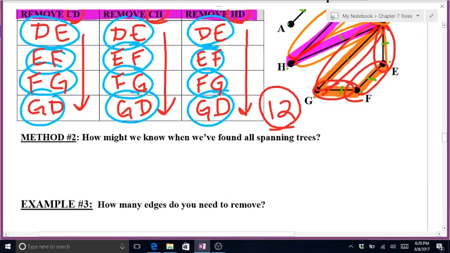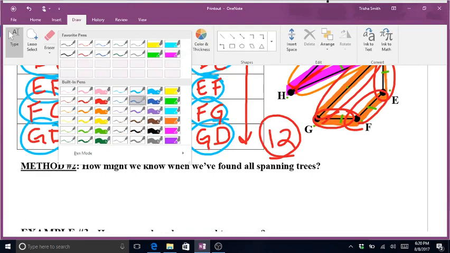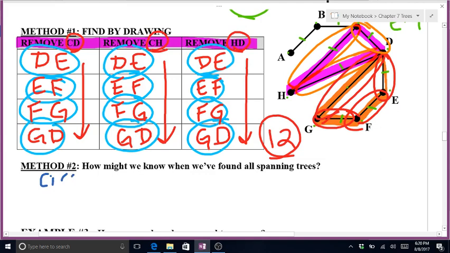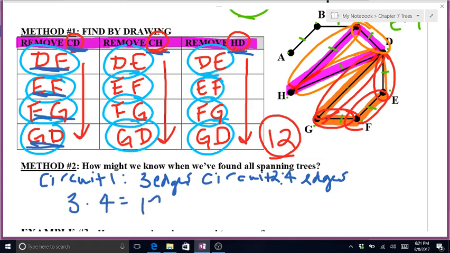Okay, your second method to find this out. Think about it. We said circuit 1 had 3 edges. CD, CH, HD. Circuit 2 had 4 edges. Again, 1, 2, 3, 4. Well, if I multiply these 2 together, that tells me I have 12 different spanning trees.